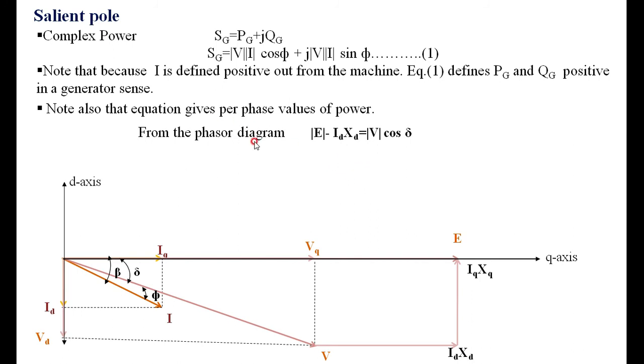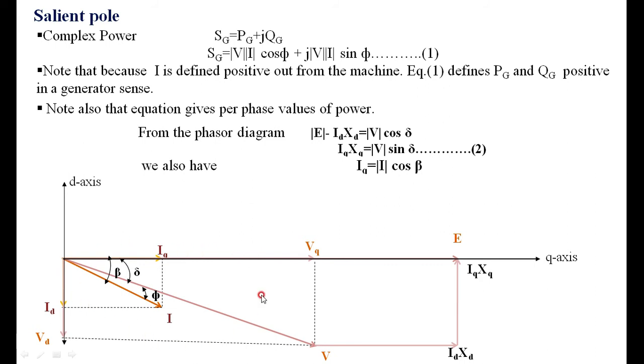From the phasor diagram, I am resolving V into two components, that is VQ and VD. How we are getting this formula, I will explain in the next slide. I am getting two equations: E minus IDXD is equal to V cos delta, and IQXQ is equal to V sin delta. If you take this triangle, I am showing it in the next slide itself. I am extracting it from this.